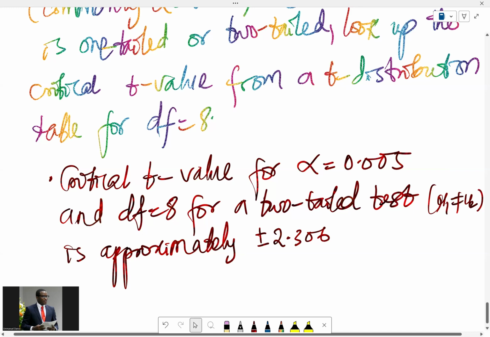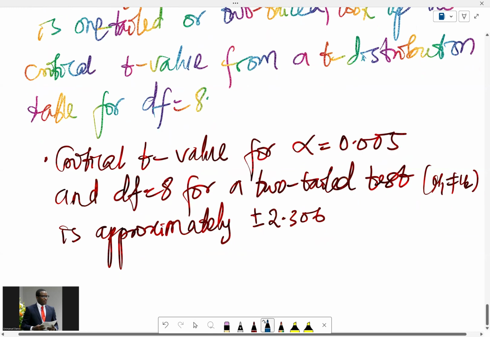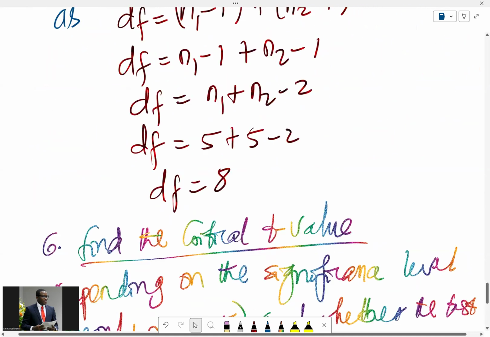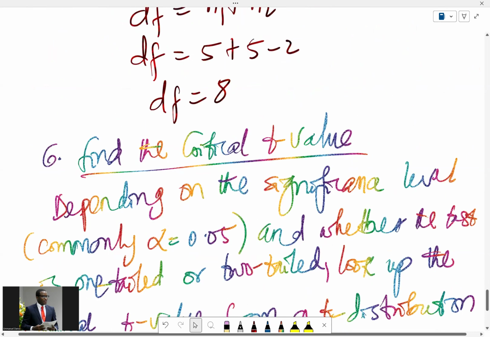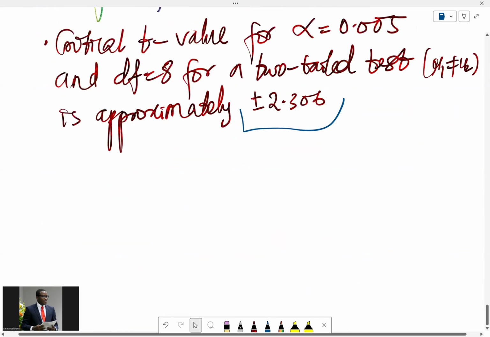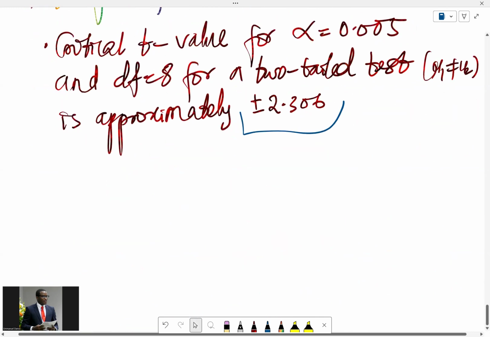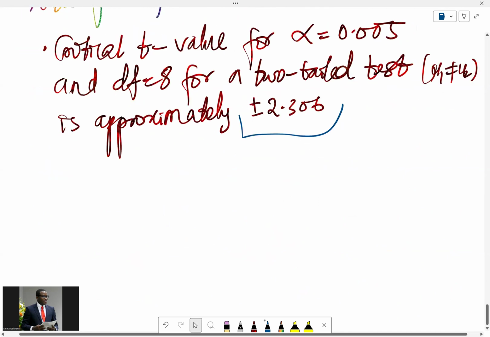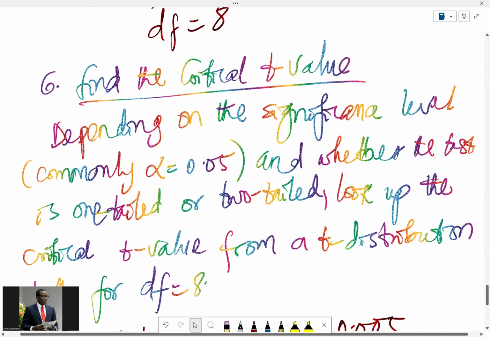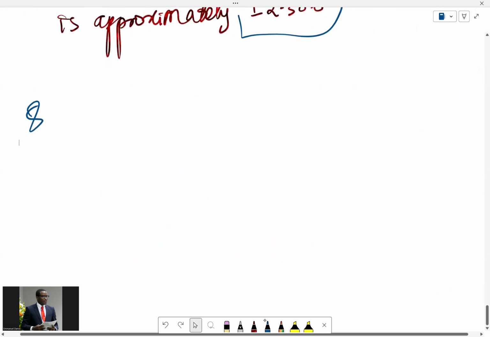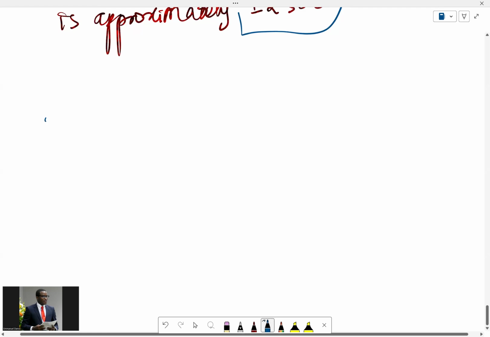Okay. So now that you've got the critical value, it's really important. It is the critical t value and the test statistic that you compare together to make your final decision. So this t value, which is 0.63, and this one is 2.306. Okay. So we now head for the conclusion. So let's go for 8. Oh, 7 is the decision rule. So we now go for the decision rule.